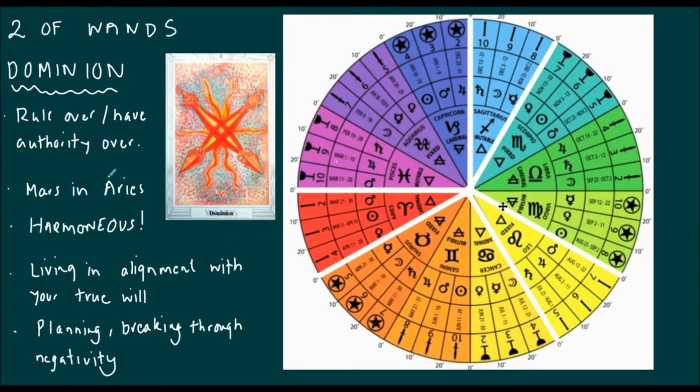So this relationship here, Mars in Aries, gives this a very forceful appearance, because you essentially have a very dominant energy of Mars, which is very comfortable in the sign of Aries. So this translates to living in alignment with your true will, which means finding your true purpose.